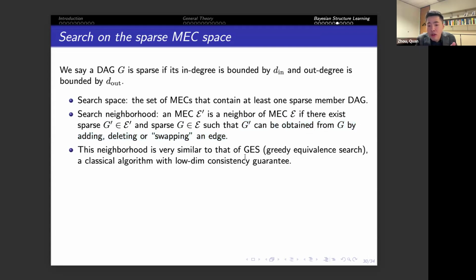This construction is very similar to a very famous algorithm in the structure learning literature, called GES, greedy equivalence search, which was proposed by Chickering in this seminal paper. This algorithm has a low dimensional consistency guarantee. In our setting, what we want to consider is what will happen in the high dimensional setting. So what are the assumptions we need, for example for D in and D out? What are the assumptions we need for the true model so that in the high dimensional regime, we will also have some kind of guarantees for the MCMC sampling?